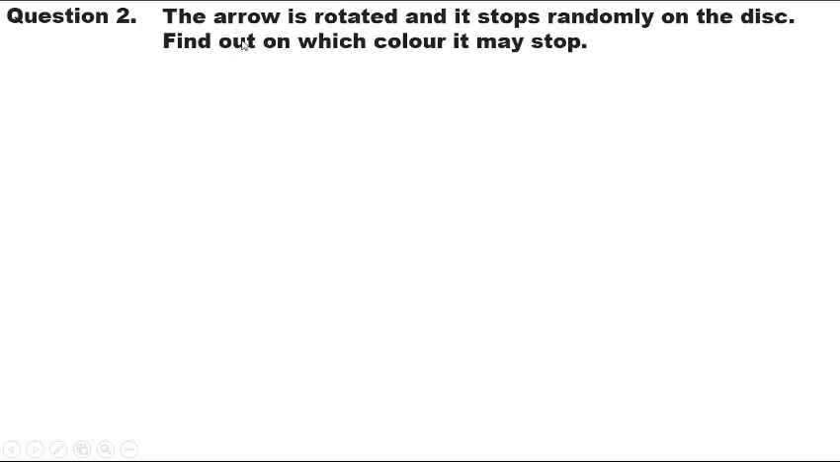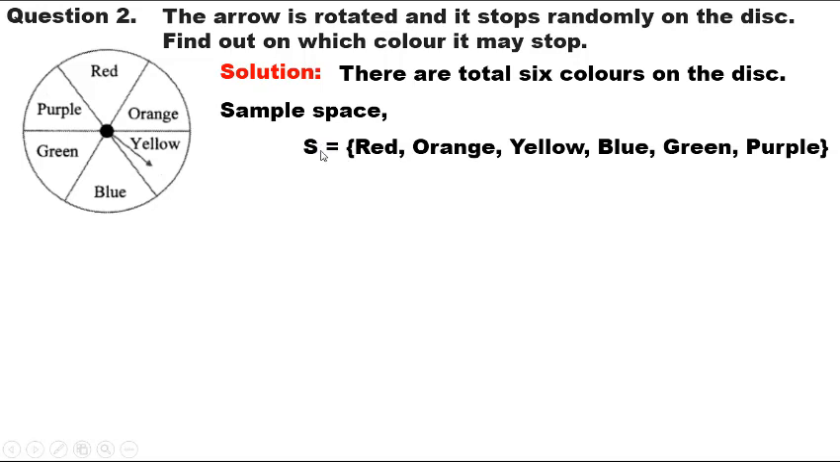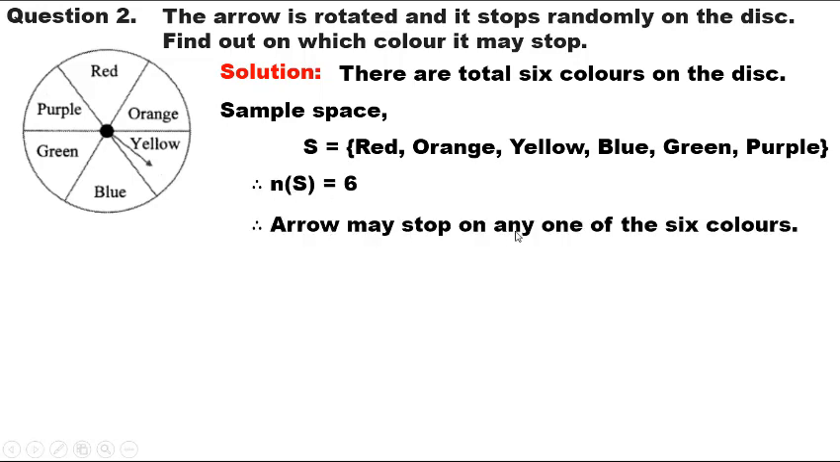Question second, the arrow is rotated and it stops randomly on the disc. Find out on which of the colors it may stop. Solution, there are a total of 6 colors on the disc. Sample space, S is equal to red, orange, yellow, blue, green and purple. Therefore, number of sample points is equal to 6. The arrow may stop on one of the 6 colors.